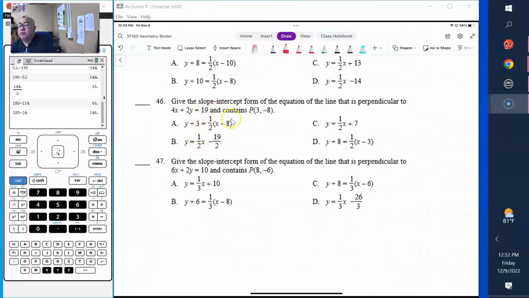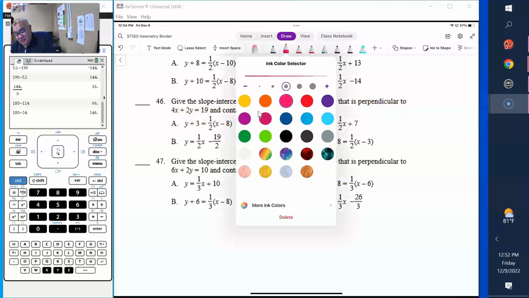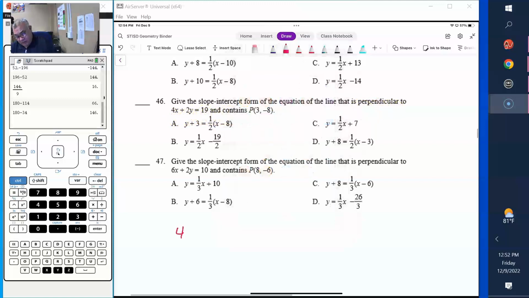Give the slope-intercept form of the equation of the line that is perpendicular to 4x plus 2y equals 19, and P is 3, negative 8. So we have 4x plus 2y equals 19. So I need to write this in slope-intercept form. So I subtract 4x, subtract 4x. So you have 2y equals negative 4x plus 19.